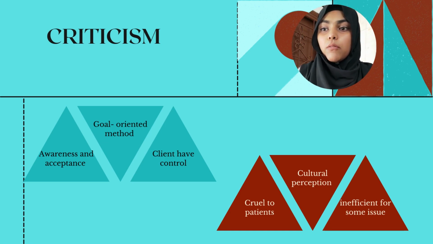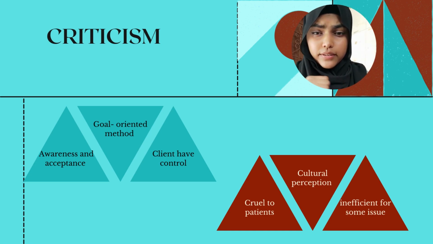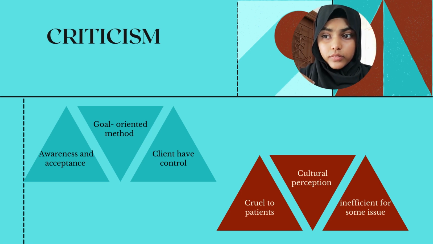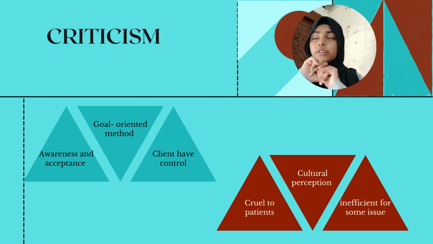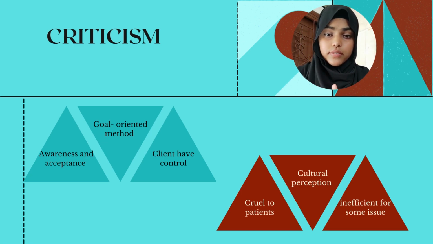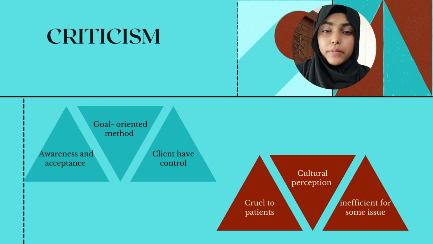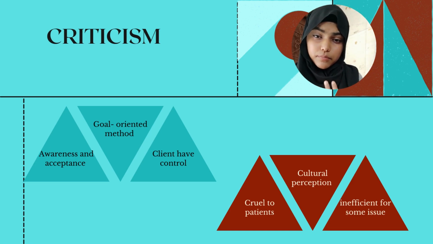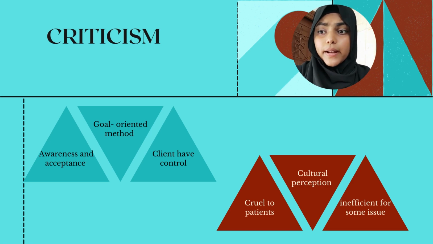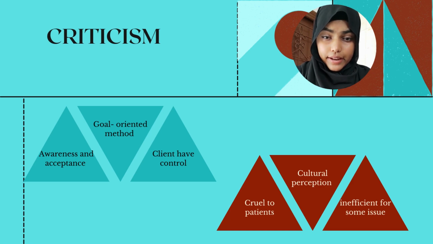So lastly, the outcome of REBT can be unsuccessful for serious psychological illness, for example, schizophrenia or any kind of psychological disorder at an extreme level. Because REBT is not a quick fix, it's not a fast therapy. It's a long process, it's probably going to take months. But some clients need immediate attention, some clients need immediate help. So for that, I think REBT can't be relied on, because it takes a long time, right?